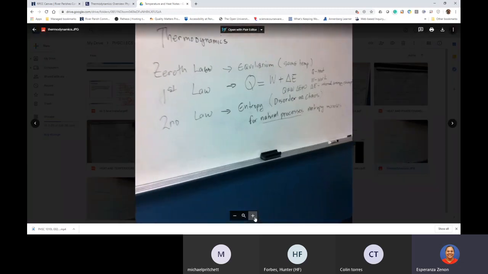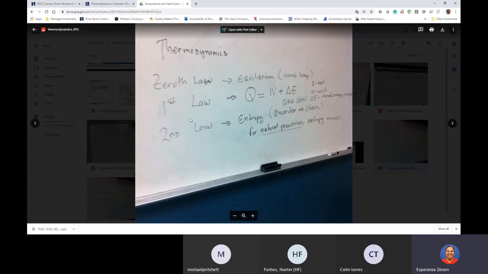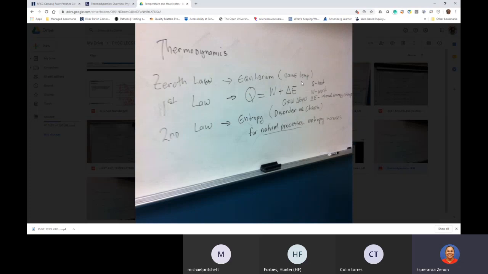I apologize for my terrible picture taking. The zeroth law means objects are in equilibrium with the same temperature. The first law looks at the relationship between heat, work, and change in energy. And the second law looks at entropy, or disorder and chaos.